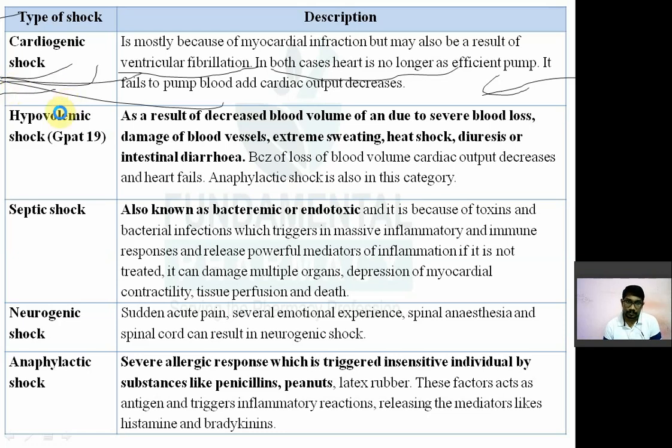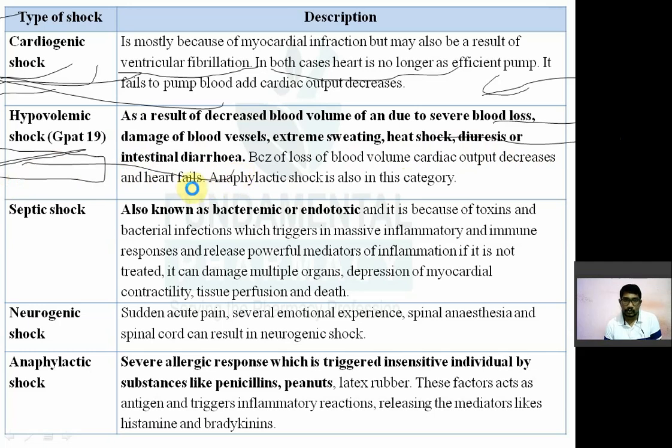Now the second type of shock is hypovolemic shock. Hypo means less, volume means amount of blood. Hypovolemic shock means less amount of blood. It is a result of decreased blood volume due to severe blood loss. If a vein or artery is cut, you will have severe blood loss. Or due to damage to the blood vessel, or extreme sweating, heat shock, diuresis or diarrhea, excessive fluid loss due to diarrhea, diuresis.